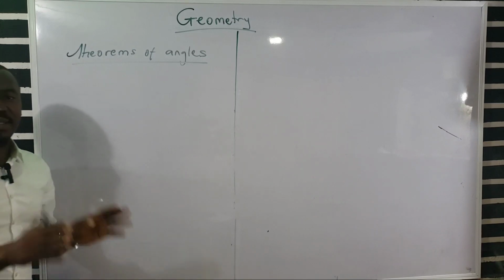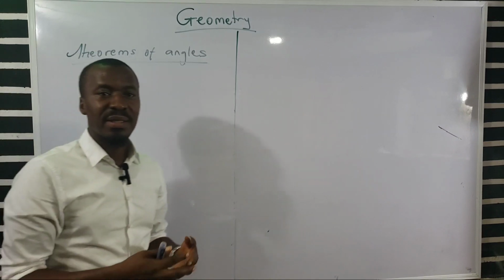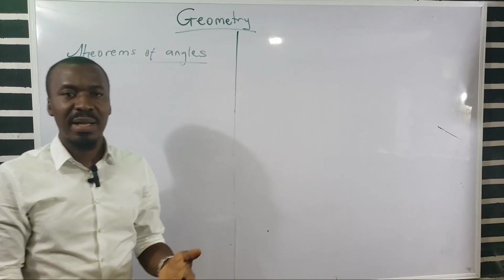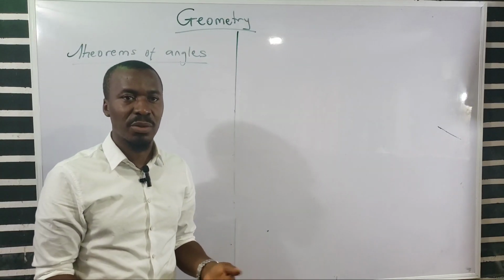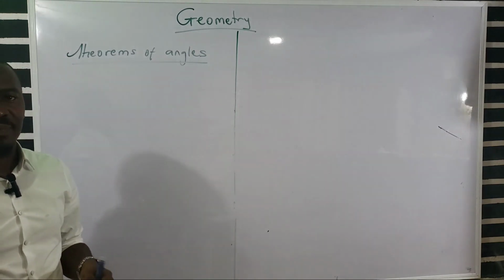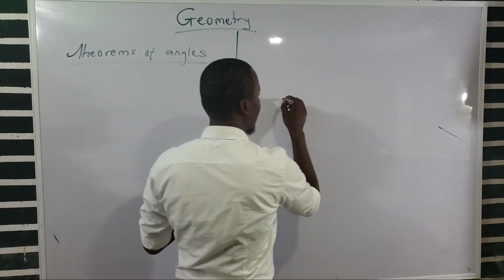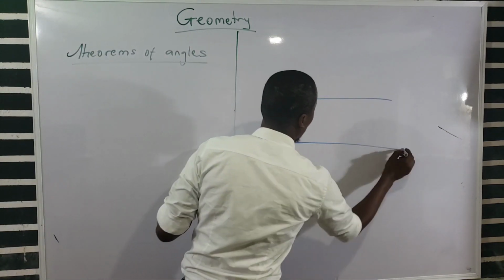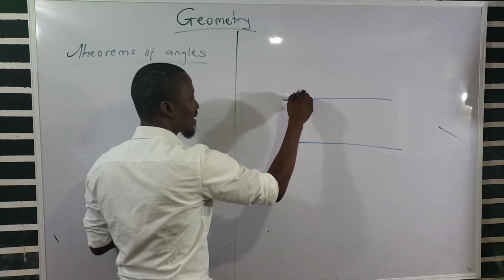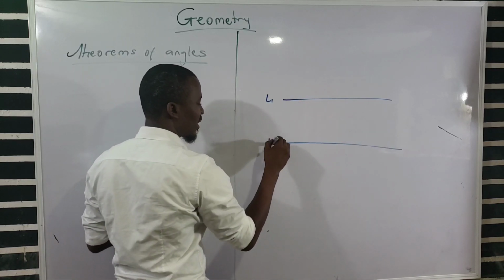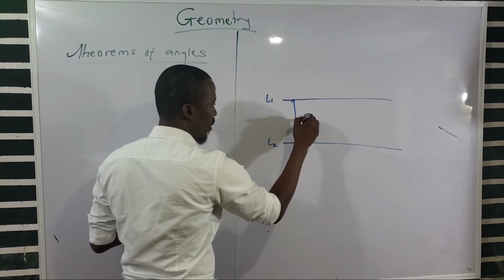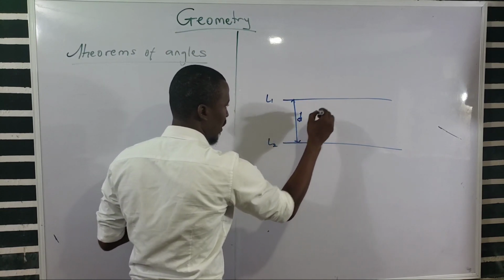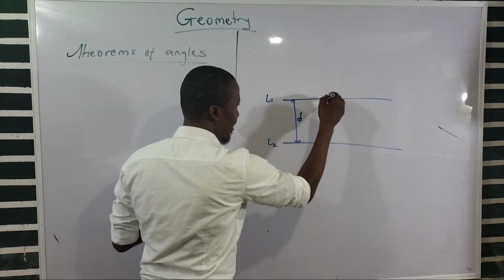So before we move to the next theorem, let us look at what we call parallel lines, perpendicular lines and a transversal line. Okay, what is a parallel line? When you have two lines, let's call this line 1 and call this line 2, and at any point the distance between them is equal.